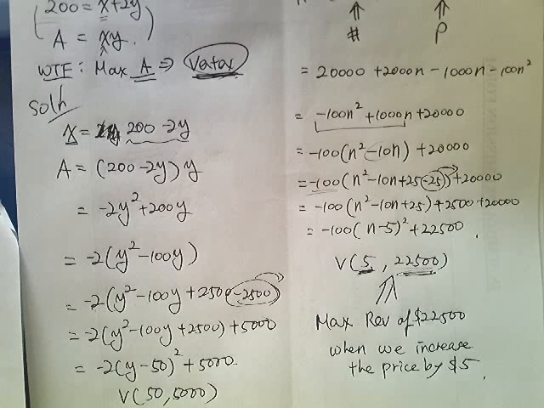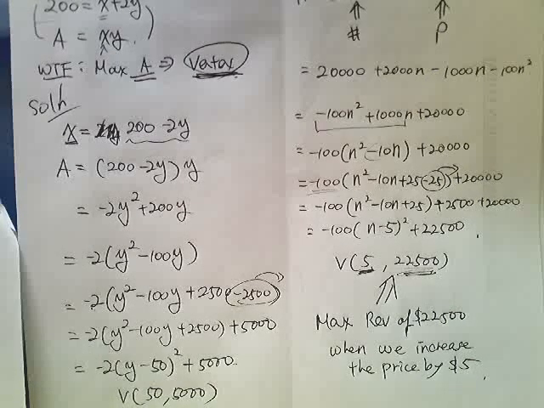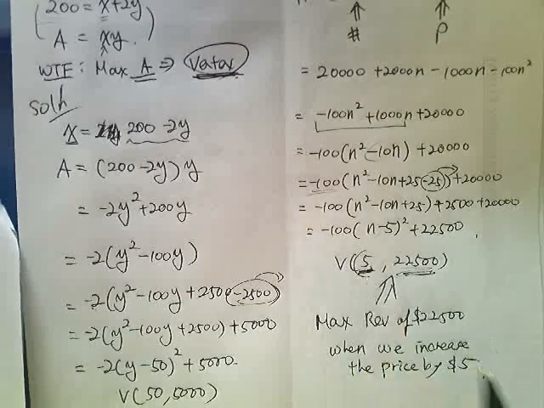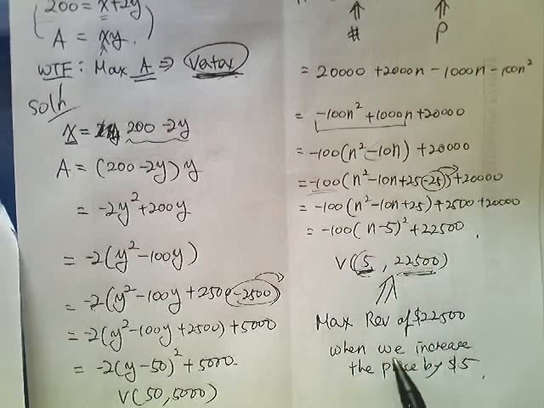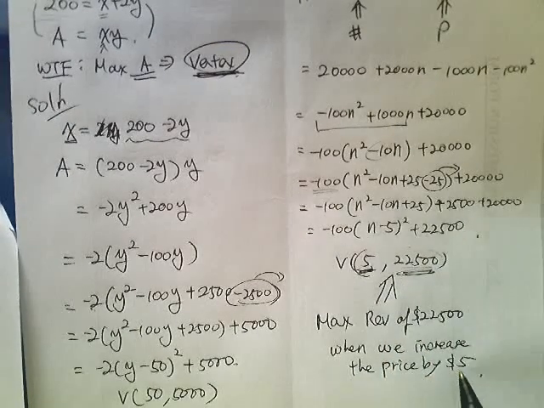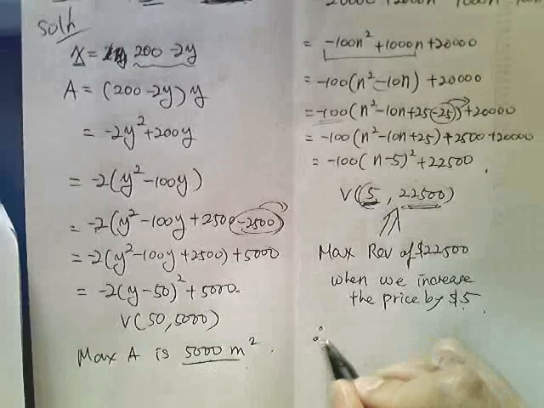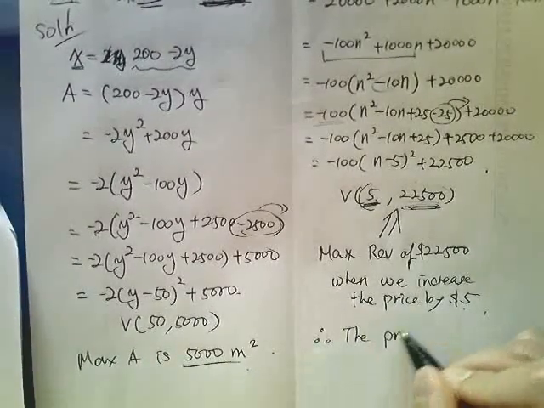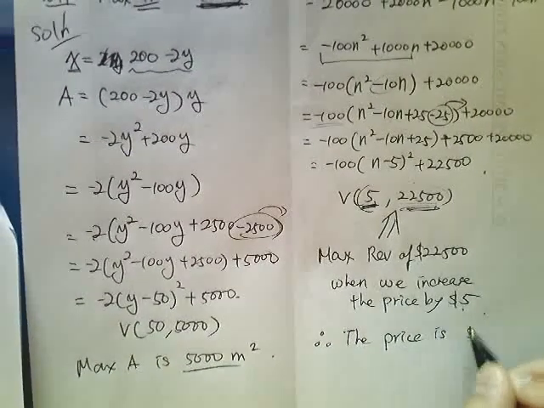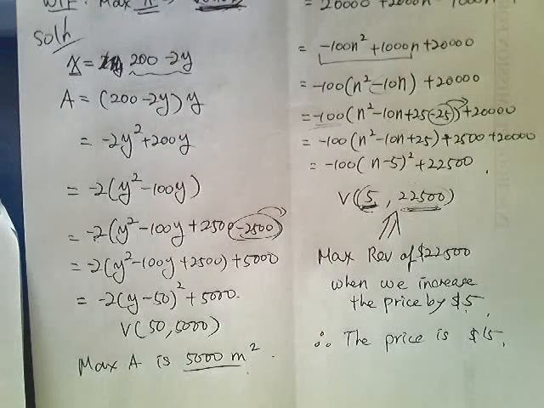That is $22,500. Okay. So now the question asks, what ticket price will result in that? The max revenue happens when the price increases by $5. Therefore, the price is $15.